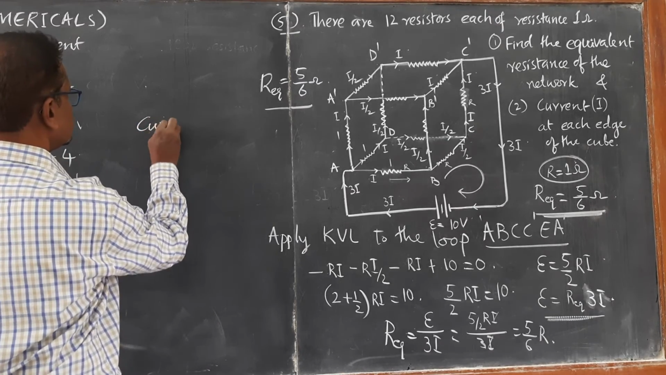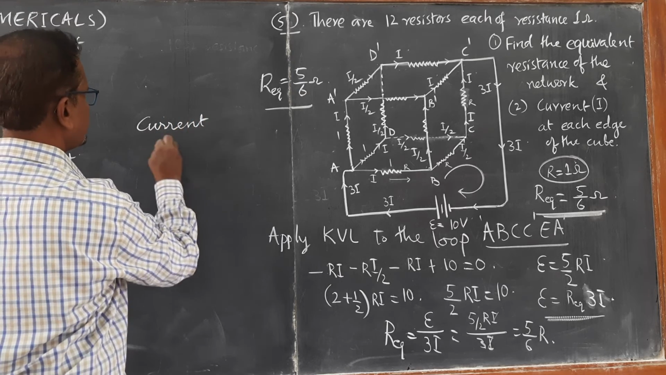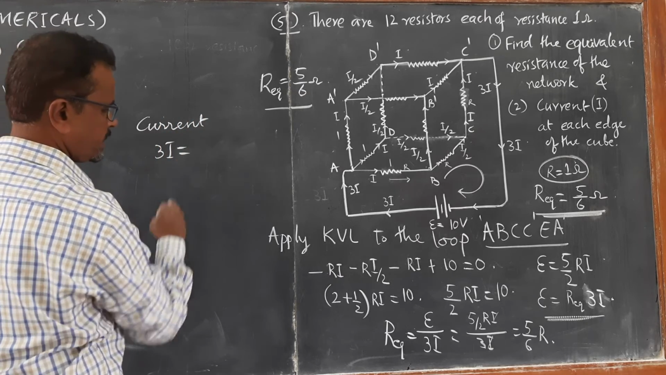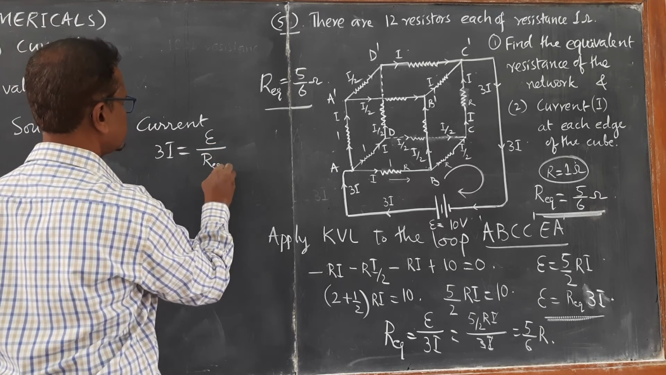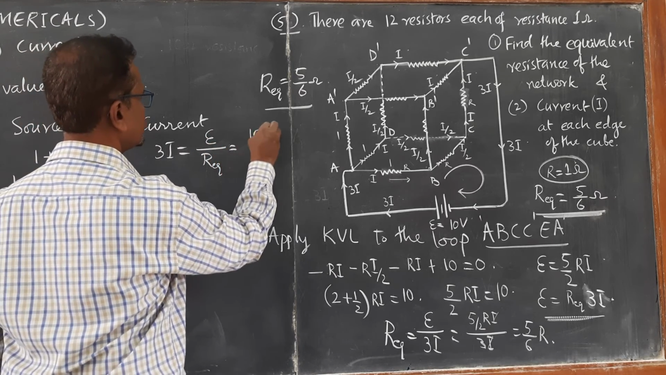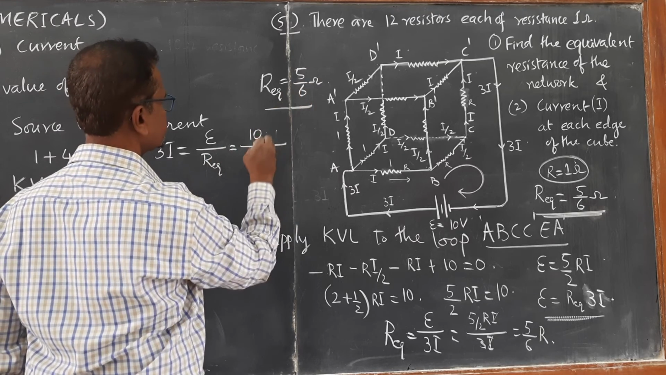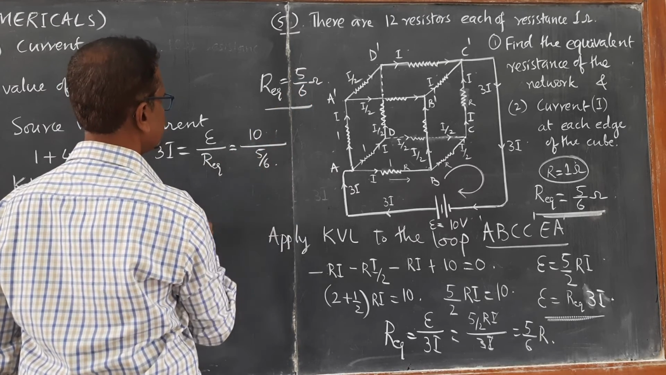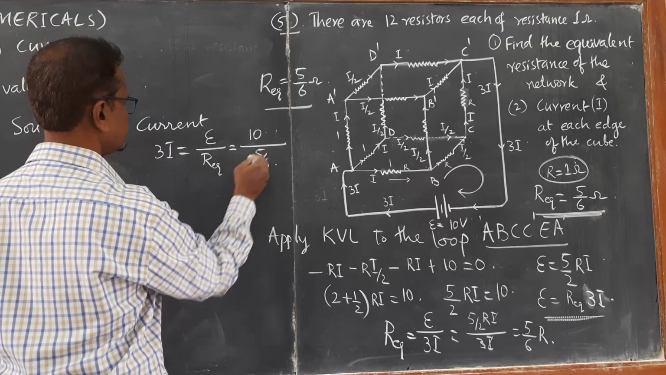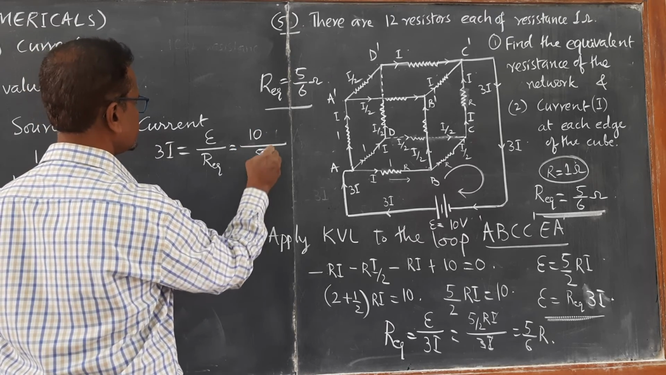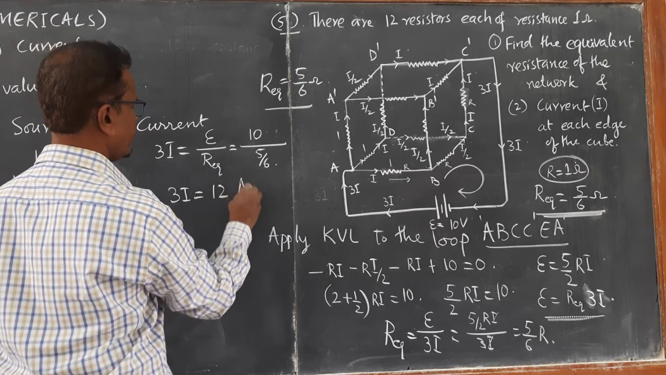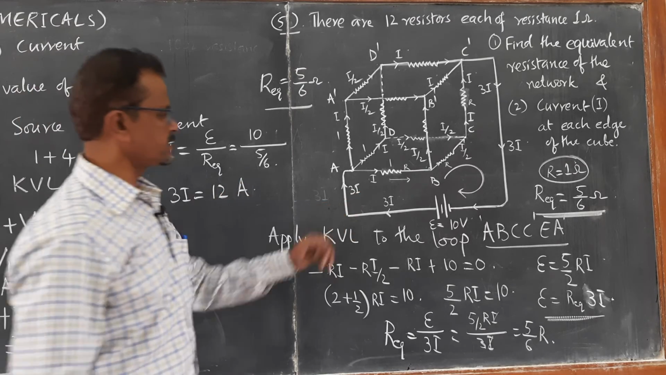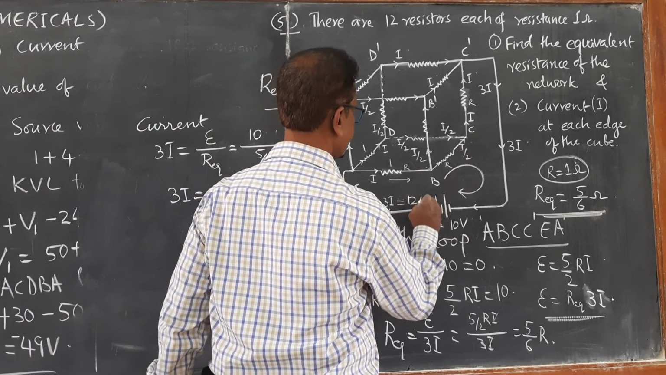Total current 3I is equal to E by R equivalent. E is 10 volt and R equivalent is 5 by 6. Therefore it becomes 60 by 5, so it becomes 12. 3I is therefore equal to 12 ampere. So total current that is coming over here is 12 ampere.